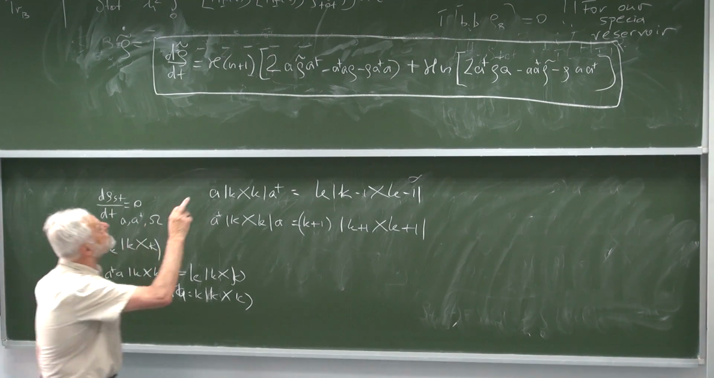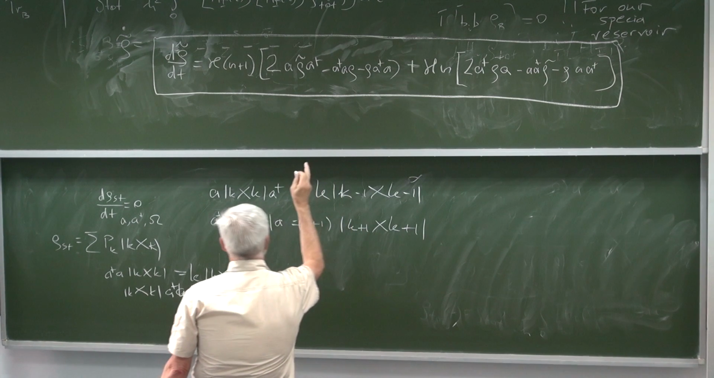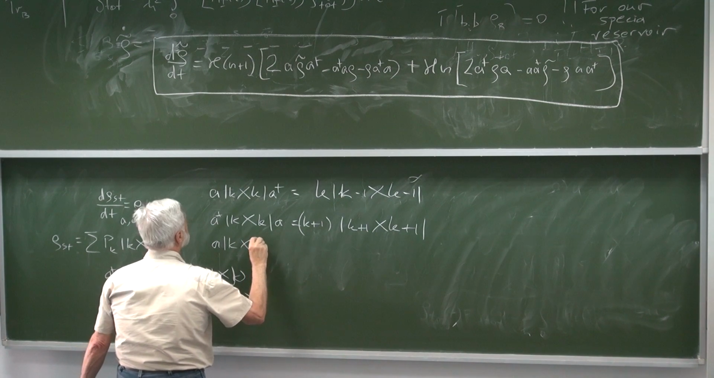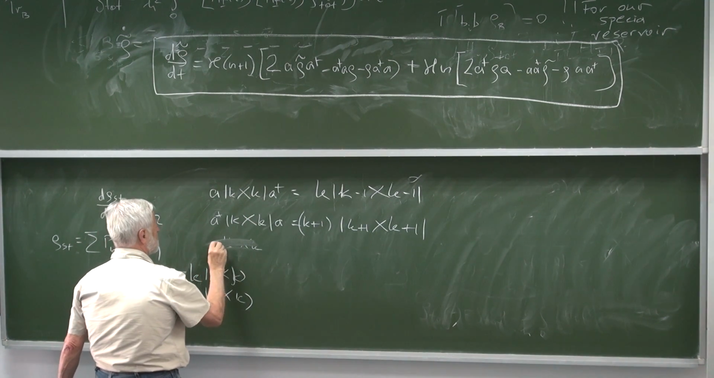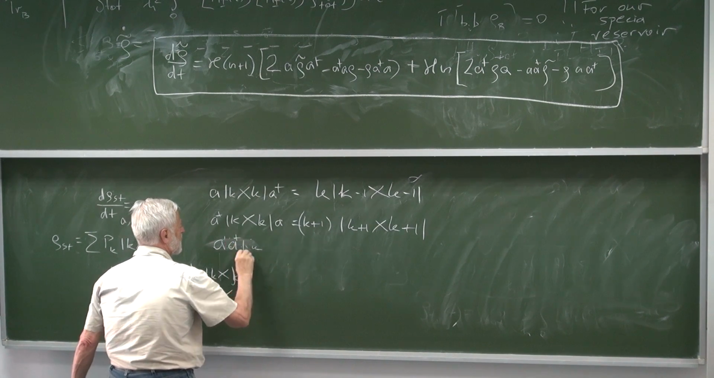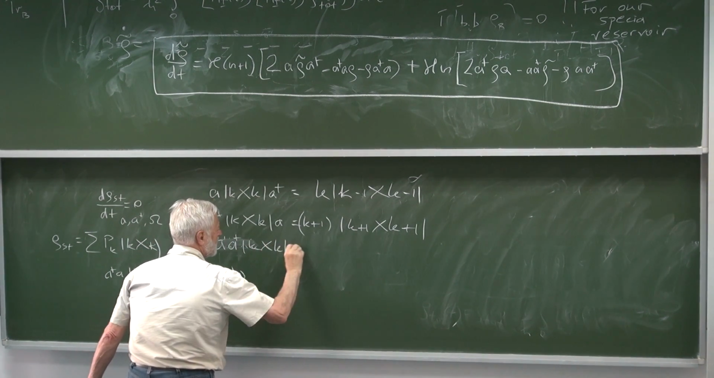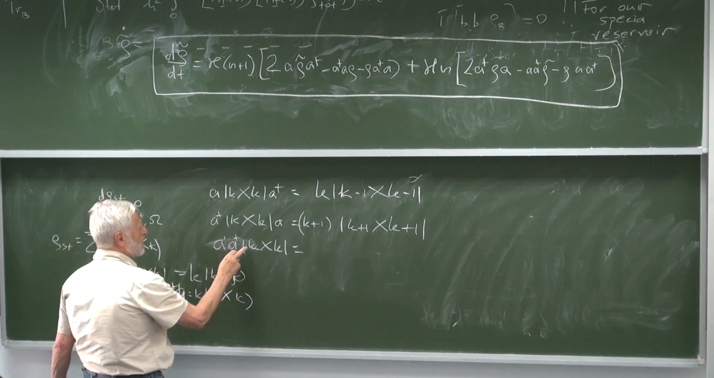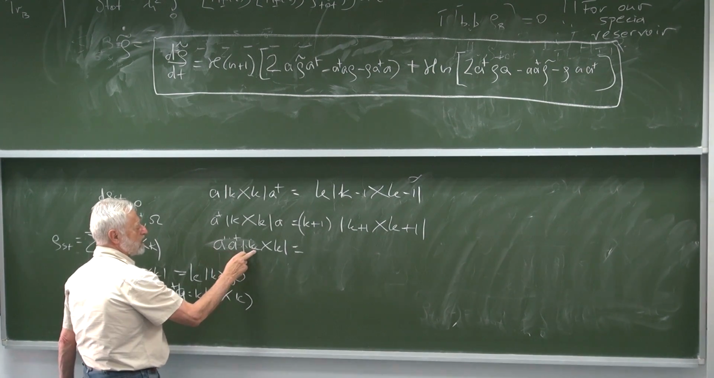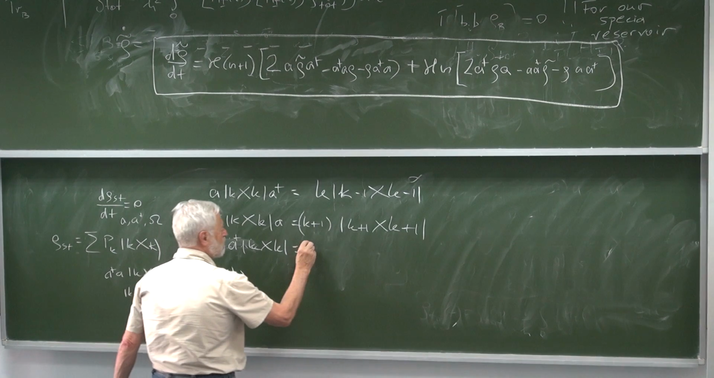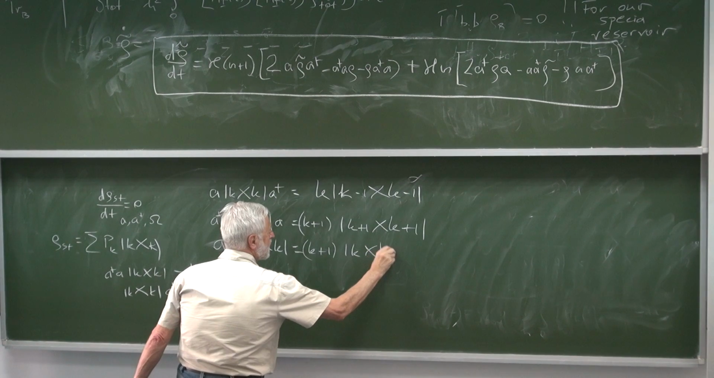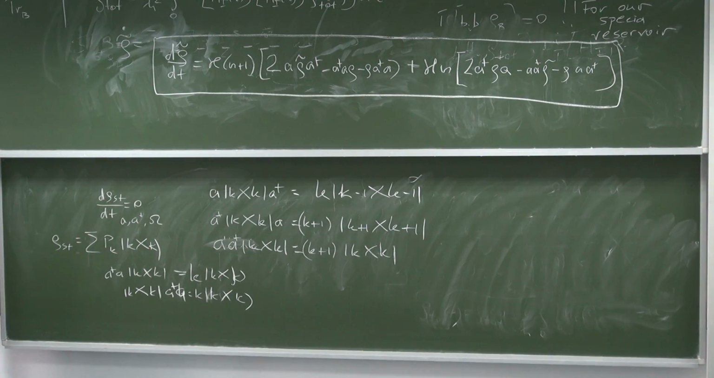What else do I need for the second part? For the second part, I need a|k>. This I already have, sorry. I need a dagger |k><k|. I think you already know what happens. A dagger pulls out square root of k plus 1, and this another square root, in other words, we get k plus 1 times again |k><k|. And the same if this is on the right.